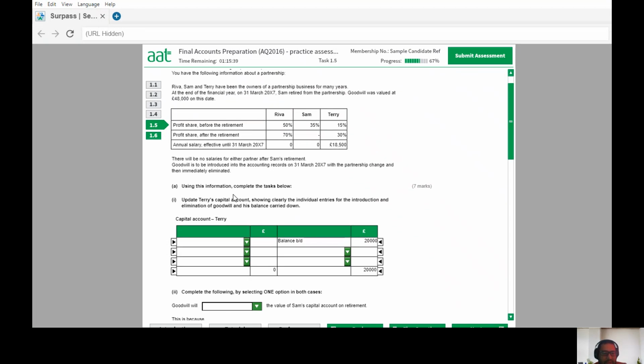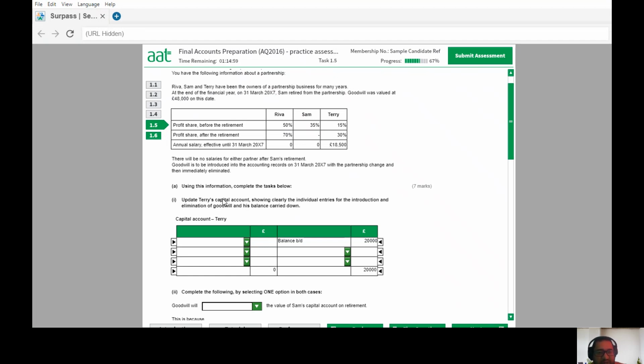Now let's have a look at this. There will be no salaries for either partner after Sam's retirement. So after Sam retired, these two partners will no longer have any salaries. Goodwill is to be introduced into the accounting records on 31st of March with the partnership change and immediately eliminated. Using this information, complete the task below: update Terry's capital account, showing clearly the individual entries for introduction and elimination of goodwill and the balance carried down. So now we need to find out what his new balance carried down will be.